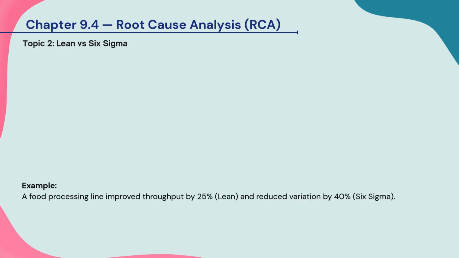This slide compares Lean and Six Sigma. Lean focuses on speed by eliminating waste and improving flow. Six Sigma focuses on reducing variation and defects using statistical tools. Lean tools include 5S, Kanban, and VSM, while Six Sigma uses DMAIC, SPC, and hypothesis testing. When combined, you get Lean Six Sigma, fast processes with high quality. Example: a food processing line improved throughput by 25% using Lean and reduced variation by 40% using Six Sigma.